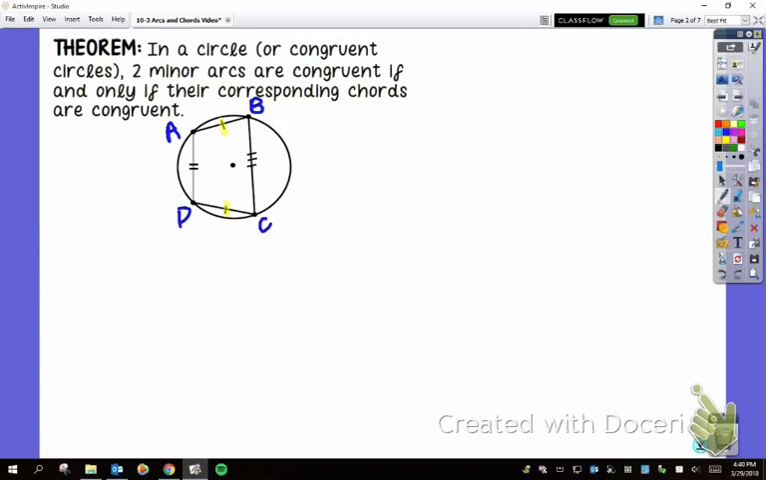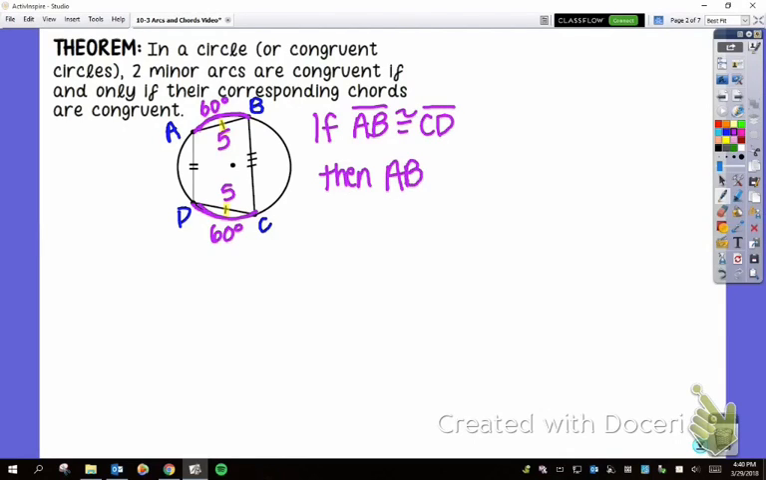So if we say that both of those lengths are 5, then what they're saying is this arc and this arc would be the same length, the same measure. So if this is 60 degrees, then this arc would also be 60 degrees. So what you need to write is, if segment AB is congruent to segment CD, then we know that arc AB is congruent to arc CD.